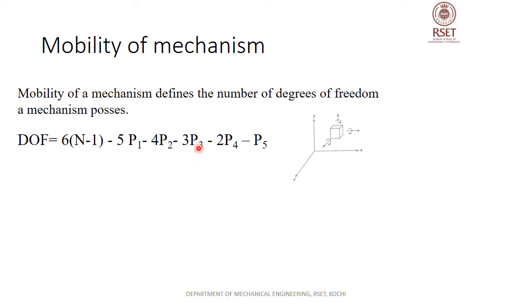P3 is the number of kinematic pairs with 3 degrees of freedom, P4 the number of kinematic pairs with 4 degrees of freedom, and P5 the number of kinematic pairs with 5 degrees of freedom in that mechanism. And why is it 5 into P1?